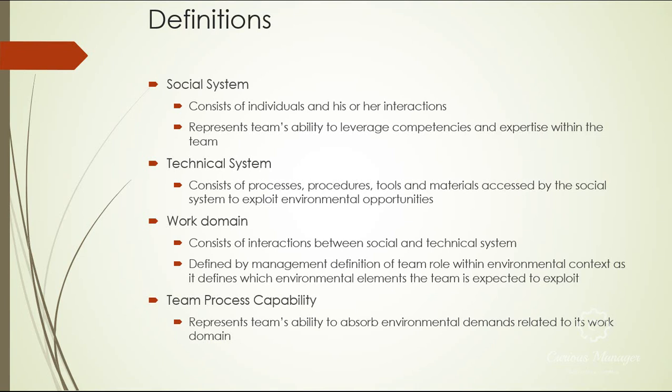The technical system consists of tools, materials, resources, processes, and procedures that are accessed by the social system to exploit environmental opportunities. It is the social system's interactions with the technical system which define the work domain that they are able to exploit. So the work domain generally consists of interactions between the social and the technical system. They interact together to provide a capability to perform a certain task or achieve a certain goal, and this is usually defined by management when the team is designed.